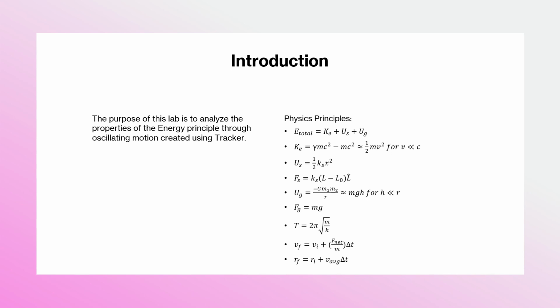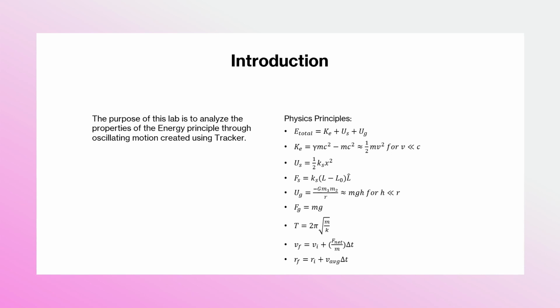The most basic one is that the total energy is equal to the sum of the kinetic energy, spring potential energy, and gravitational potential energy. And I have the formulas for all of those energies listed below. So the kinetic energy simplifies to 1/2 mv squared, the spring potential energy simplifies to 1/2 kx squared, and the gravitational potential energy simplifies to mgh.